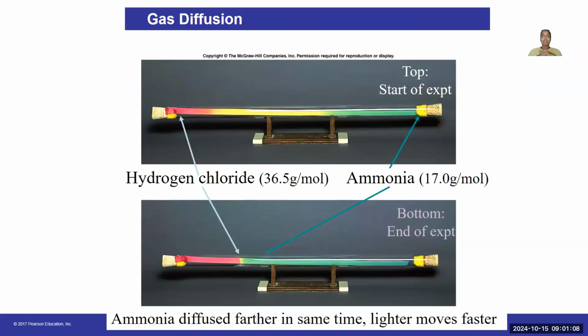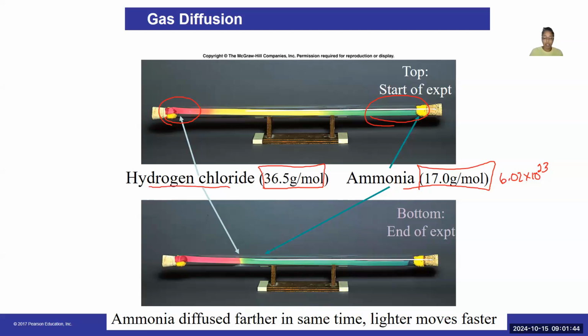Here we have an example of gas diffusion. We have hydrogen chloride gas here on the left side and ammonia gas here on the right side. And notice that because ammonia is smaller, its molar mass is smaller, right? The mass of 6.02 times 10 to the 23 ammonia molecules is much less than the mass of 6.02 times 10 to the 23 particles of hydrogen chloride gas.